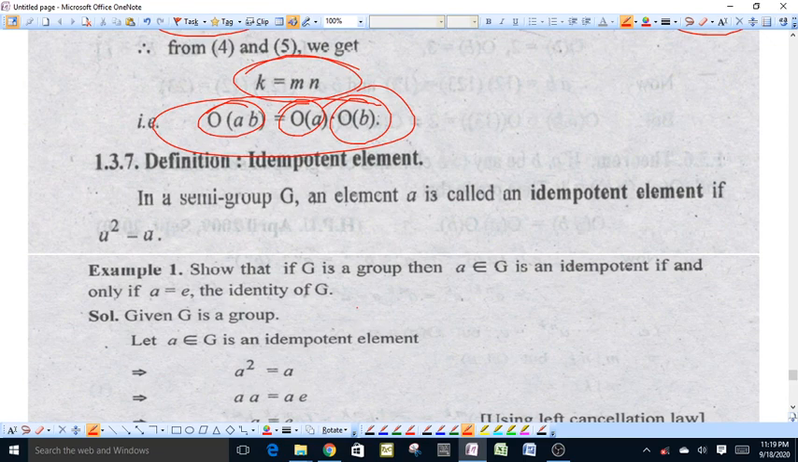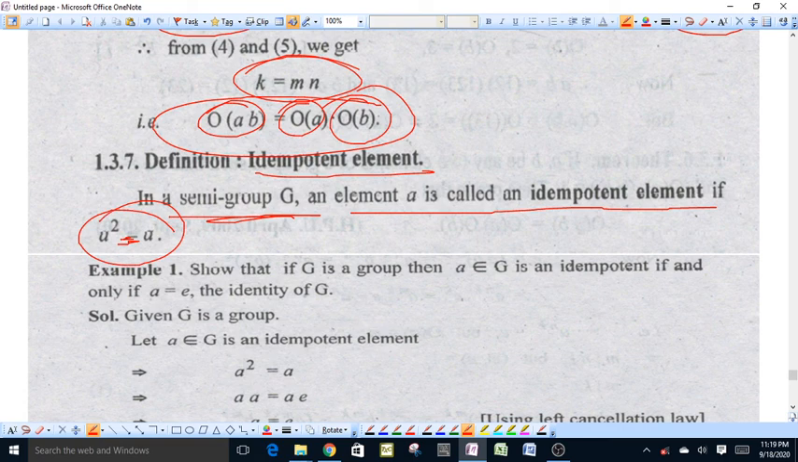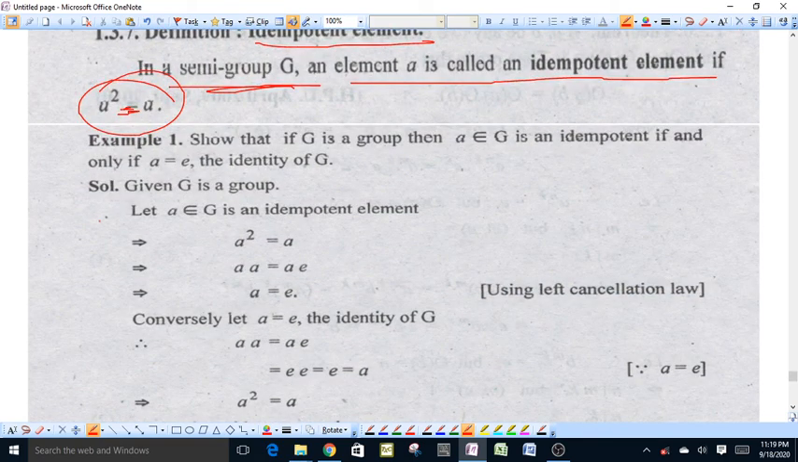Now, what is an idempotent element? In a semigroup G, an element A is called an idempotent element if A square is equal to A. Let us take an example. Show that if G is a group, then an element A of G is said to be idempotent if and only if A is equal to E, the identity of G. Given that G is a group, A will be an idempotent element if A square is equal to A.